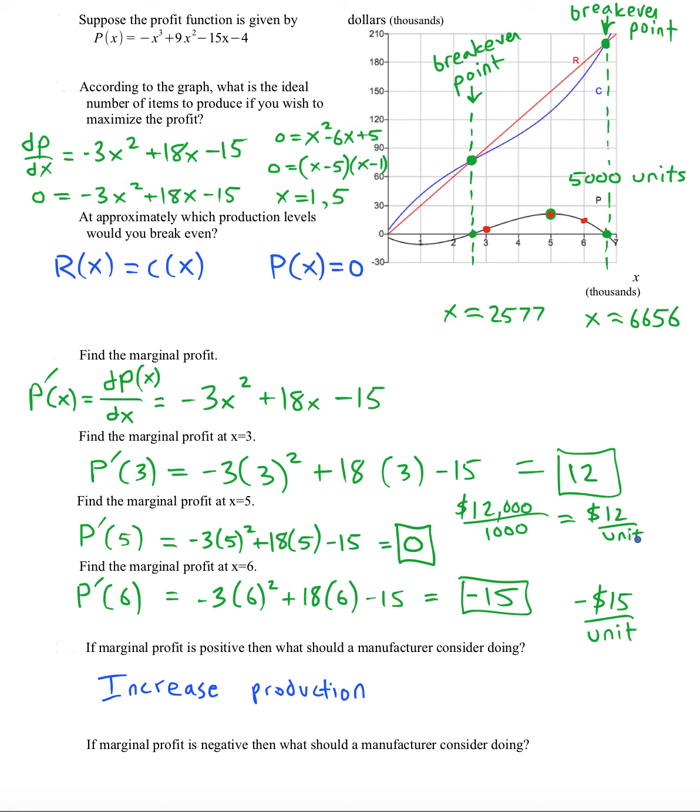That's what the marginal profit tells you. For every additional unit you make, you're going to earn $12 more in profit. Who wouldn't want to do that? What if your marginal profit is negative? What should a manufacturer do? Well, for every additional unit they make, they're actually going to be going down in profit in that case. So it would actually be better to decrease production.